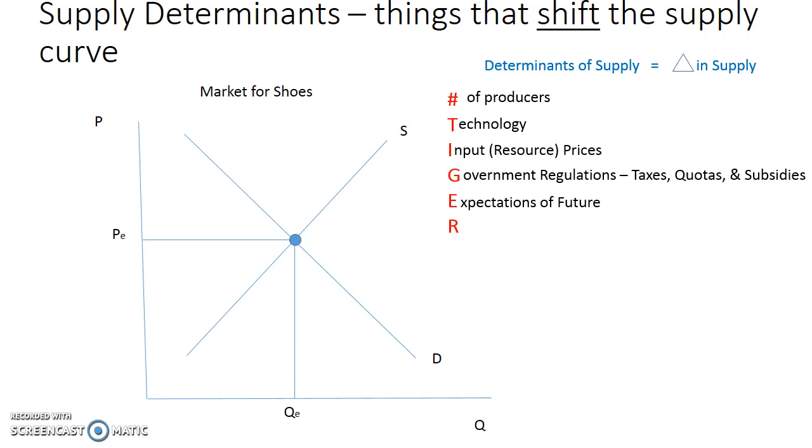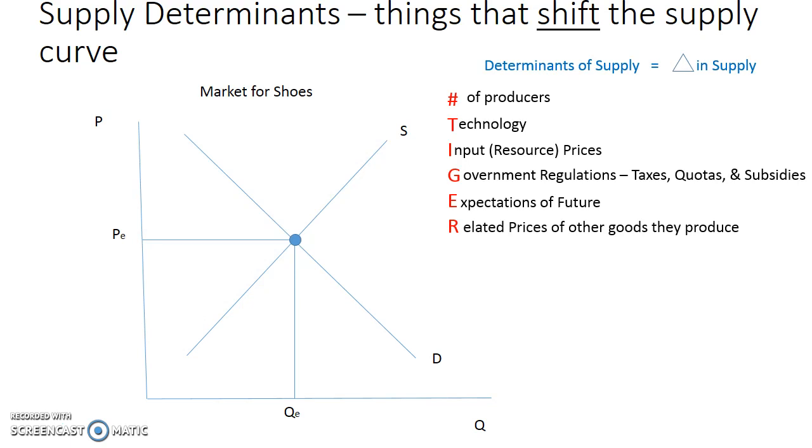The E is for expectations of future. As the supplier, if I expect that in the future the price of my product is going to go up, maybe it'll be because in the future there'll be an increase in the demand, well then now I'm going to decrease my supply and wait. So the price hasn't changed yet, but I'll decrease my supply, and then I'll wait till the future when that price has gone up, and I'll increase my quantity supplied. And the last one here is for related prices of other goods they produce.